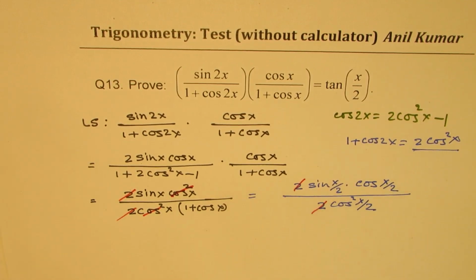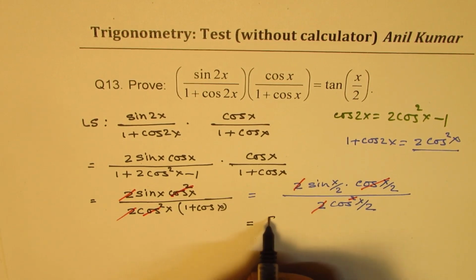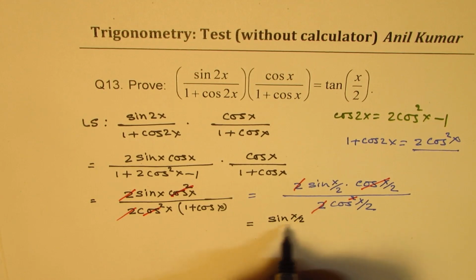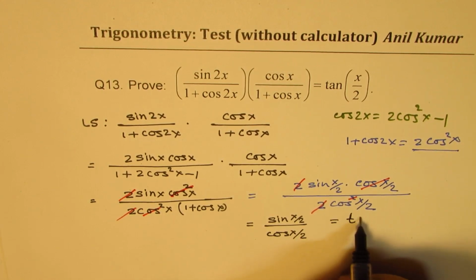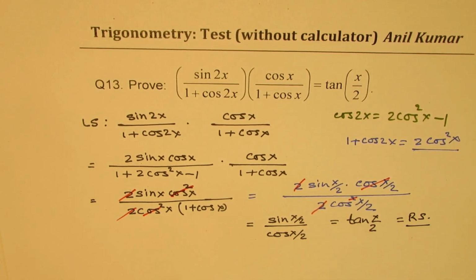So you understand this. And as you can see, we can cancel these terms. So what are we left with? We are left with sine x by 2 over cos x by 2, which is nothing but tan x by 2, the right side. Do you see that? So in this particular example, we have used the double angle formula of cosine twice to get our result.